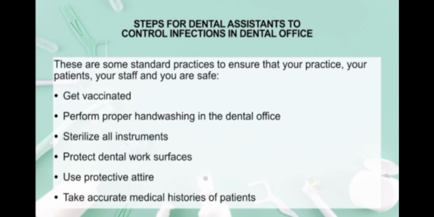Next is take accurate medical histories of patients. So how are you going to know with which patients you need to take added precautions if you don't know what medical issues they may have? Make certain to get complete medical histories and ask about specific diseases such as hepatitis, recurrent illness, infections, oral soft tissue lesions, and any diseases affecting the lymph system or the lymphatic system.